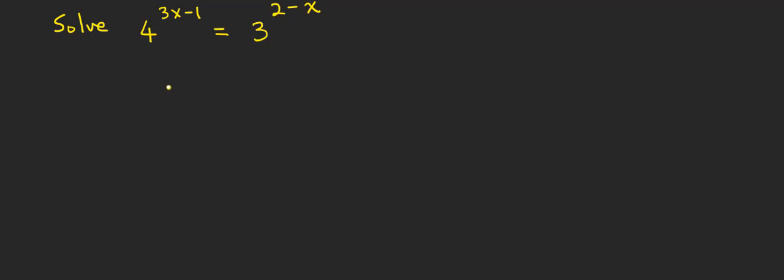In this video, we're going to solve more complicated exponential and logarithmic equations. So we have 4 to the 3x minus 1 equals 3 to the power of 2 minus x. Now they have different bases, so you cannot just say that 3x minus 1 equals 2 minus x, since they have different bases. This wouldn't work. So what we need to do is take the natural log of both sides.